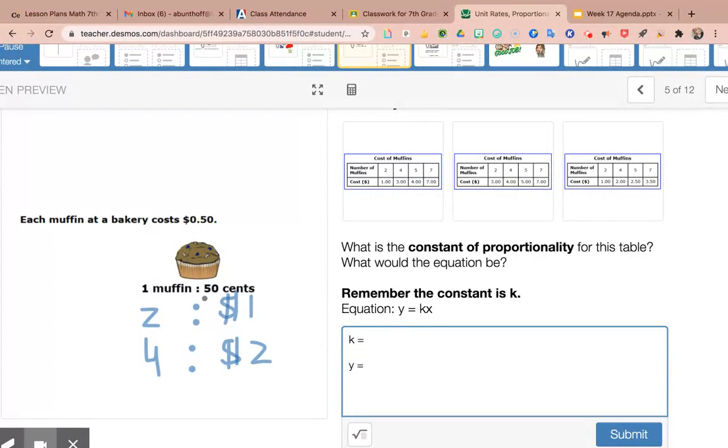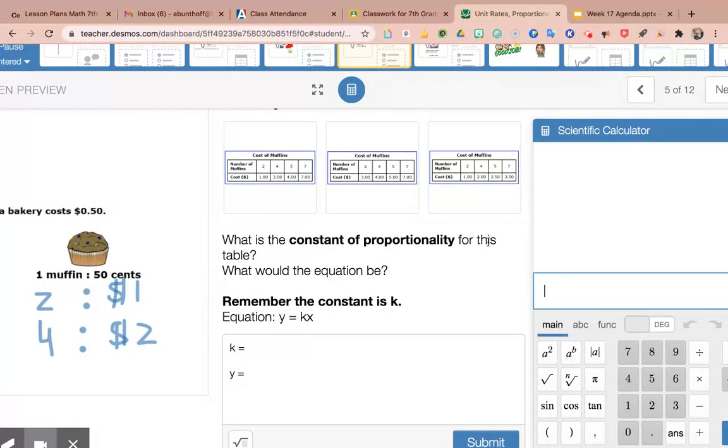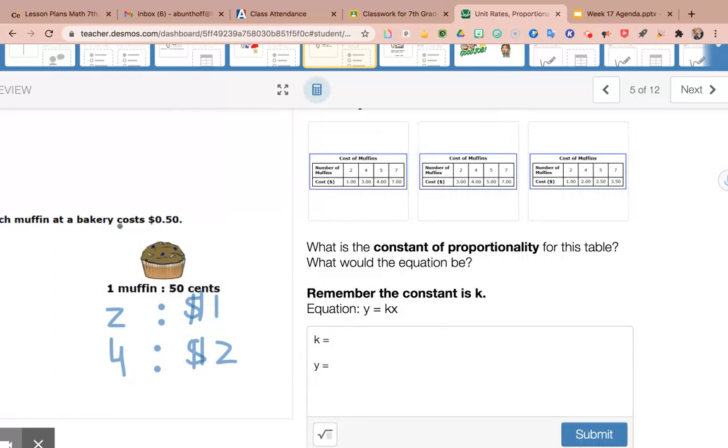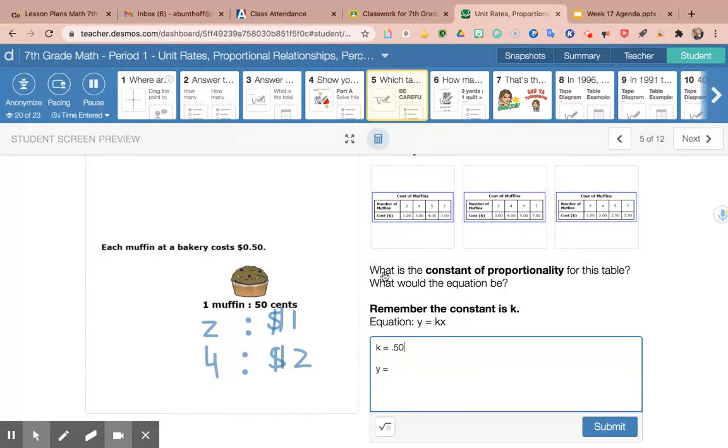If you use your calculator, $1 divided by 2 is 50 cents. $2 divided by 4 is 50 cents. I get 50 cents each time because that is the unit rate. 50 cents per muffin, so 50 cents is my K. So 0.50 is my K. And so my equation would be y equals 0.50x.